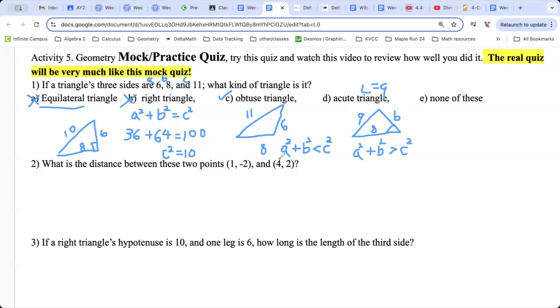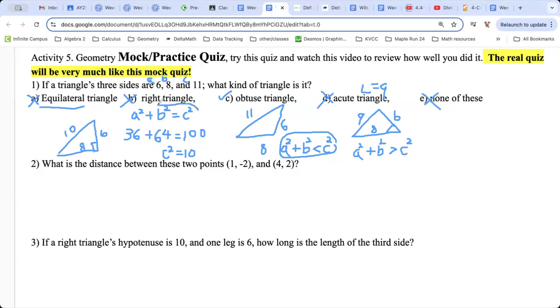So if the two shorter sides squared and added together are less than the longest one squared, you have an obtuse triangle, like what we have here, 6, 8, 11. If the two shorter ones squared are greater than the longest side squared, you have an acute triangle, and obviously that's not the case here. And none of the above is not true, because we found a winner. This is the scenario we have here.